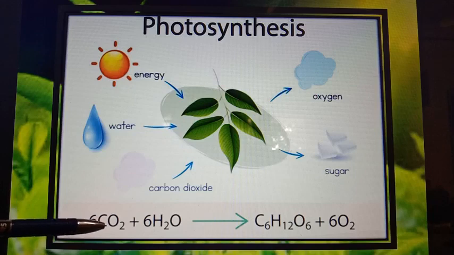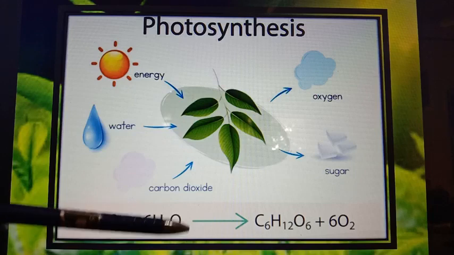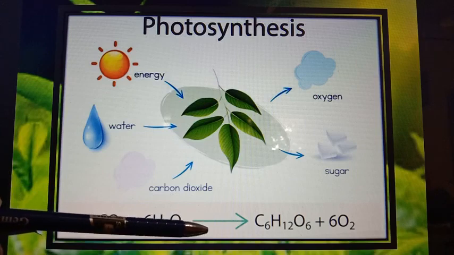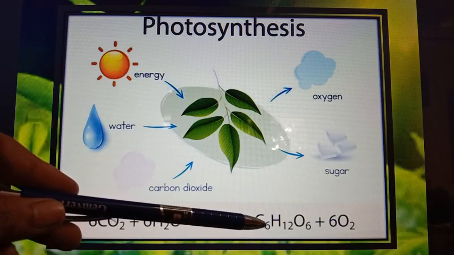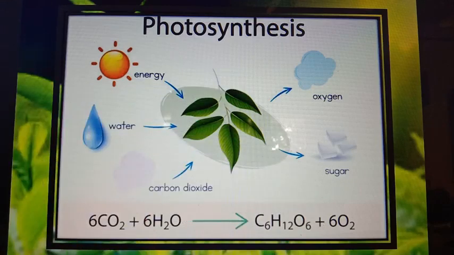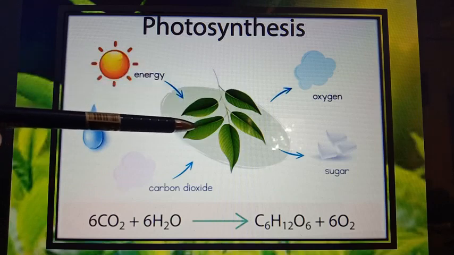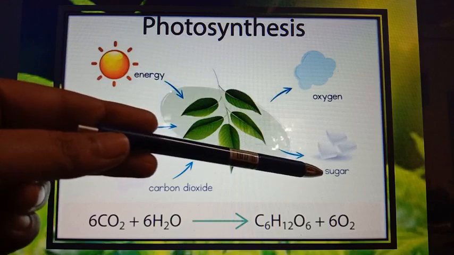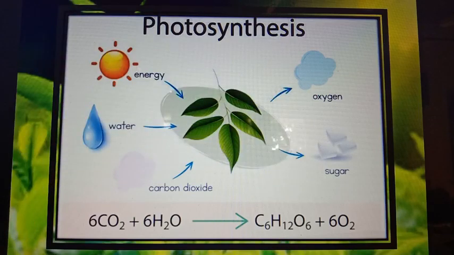CO2, that is carbon dioxide, plus H2O, that is water, in presence of chlorophyll and sunlight, produces C6H12O6, that is glucose, plus O2, that is oxygen. So from the equation you can understand the raw materials required for photosynthesis. What are the raw materials? Carbon dioxide, water, sunlight, and chlorophyll. And what are the products? Oxygen and sugar, that is glucose. Excess glucose is stored as starch in plants.